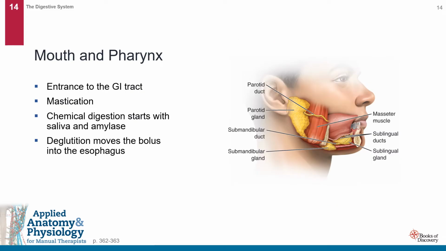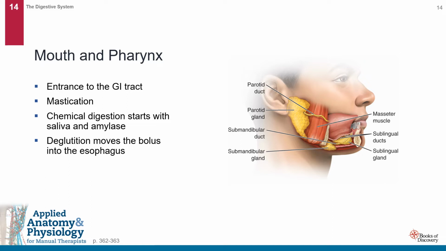Now let's discuss the mouth and the pharynx. Food enters the GI tract through the mouth, where it is chewed. Mastication is the mechanical process of chewing in which pieces of food are smashed or broken into smaller pieces. While the teeth play the primary role, the cheek and lip muscles and the tongue move and position the food so it can be thoroughly chewed.